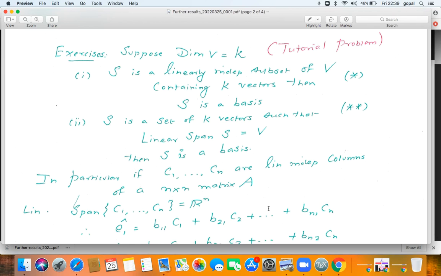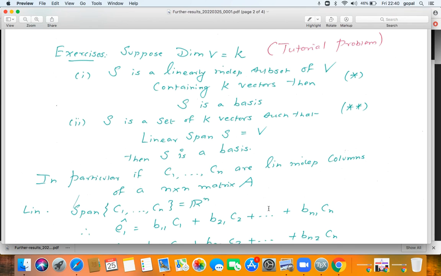The second exercise is similar. Suppose S is a set of K vectors, so the number of elements in S is exactly K, but the linear span of S is V. Then prove that S is linearly independent. In other words, S is a basis. So we got these two things. The basis must satisfy two conditions: linear independence, and the linear span must be the whole of V. But in each of these two exercises, I'm knocking off one of the conditions, and in its place, I'm saying that the cardinality of S, the number of elements in S, is K. So then again, it's a basis.